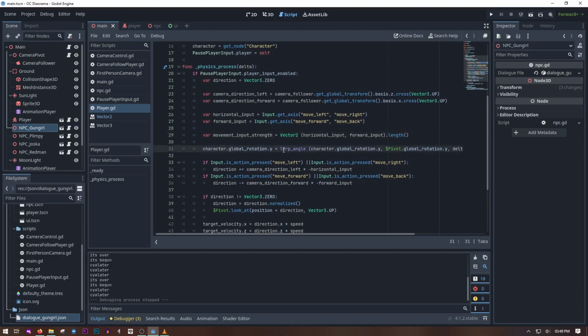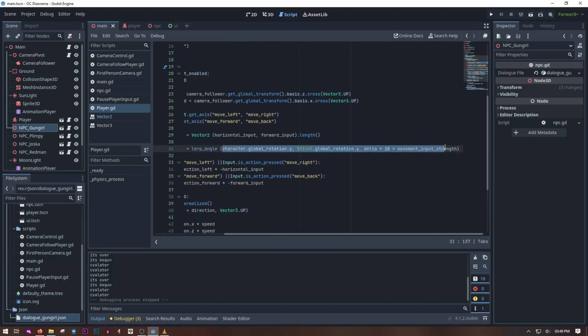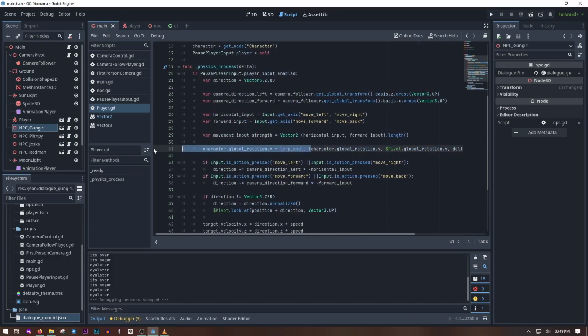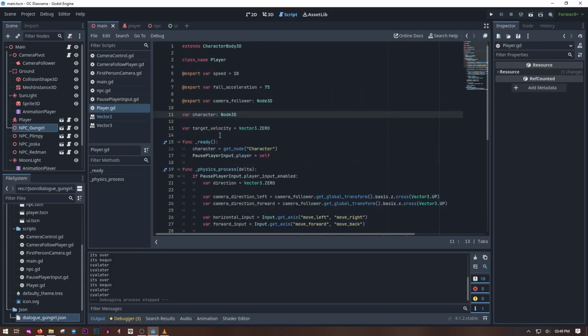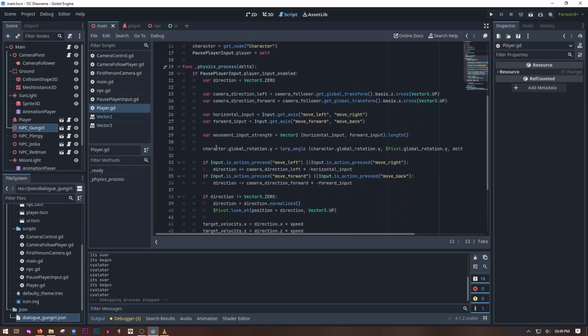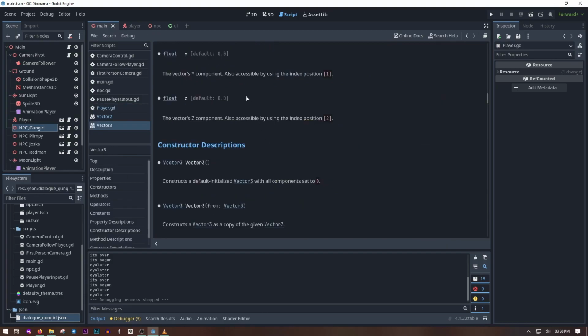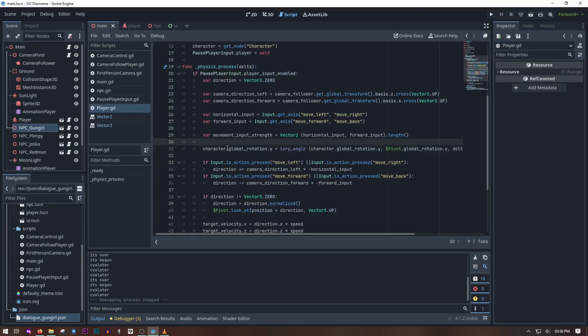Character global rotation y equals lerp angle, character global rotation y, pivot global rotation y, delta times 10 times movement input strength. Now this is the character, the rotation of the visual character thing. Global rotation y, meaning if you stab it through the head with a spike, how does it rotate? It goes roundy round. So that rotation is a lerp angle.